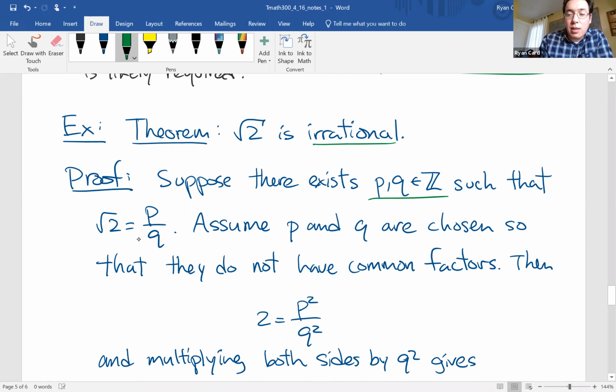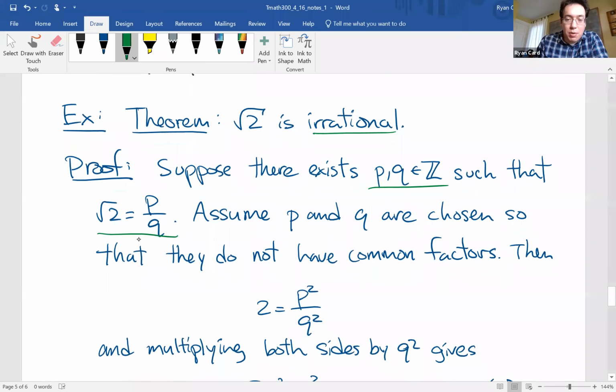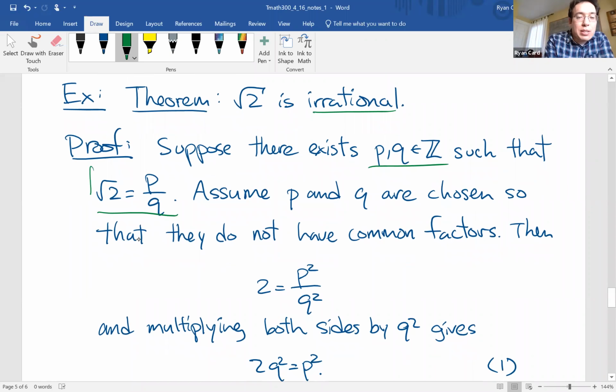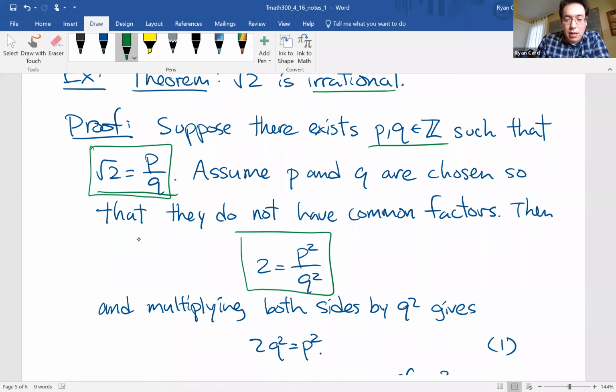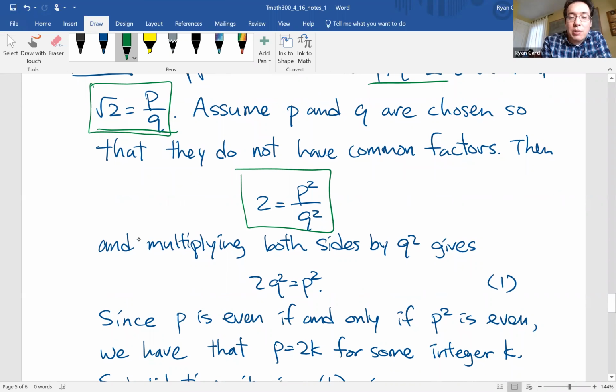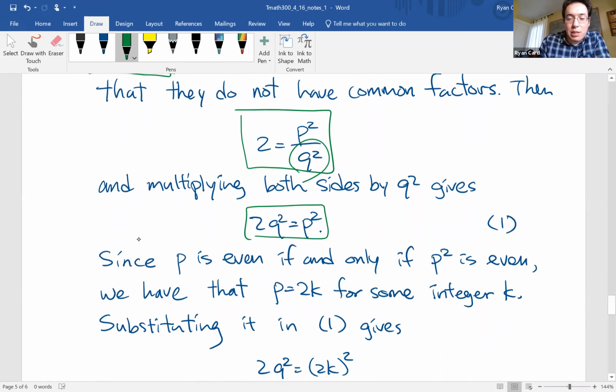So suppose there exist two integers p and q such that p divided by q is equal to the square root of 2. And if you can find these integers, you could choose them in such a way that they don't have common factors. If they have a common factor, like 3, for example, you can divide away the common factor and reduce it. So suppose this is in simplest terms and has no common factor. Then from this equation, you could square both sides. The square of the square root of 2 is equal to 2, and if you also square the other side, you get p squared over q squared. If you multiply by q squared to move it to the other side, here's the equation you get: 2q squared is equal to p squared.